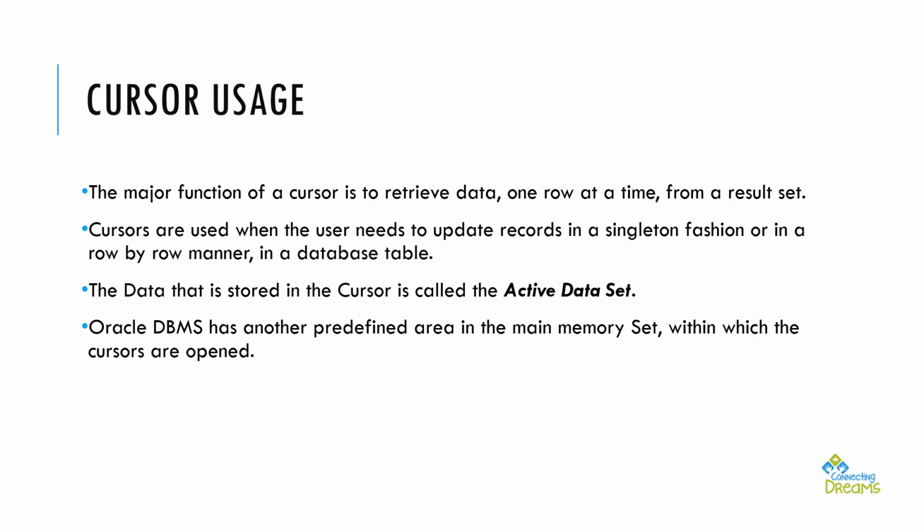Cursors are used when the user needs to update records in a singleton fashion or in a row-by-row manner in a database table. The data that is stored in the cursor is called the active data set. Oracle DBMS has another predefined area in the main memory within which the cursors are open. Hence, the size of the cursor is limited by the size of the predefined area.